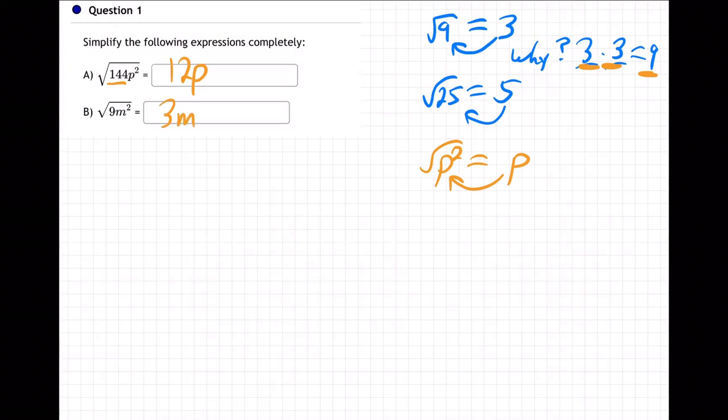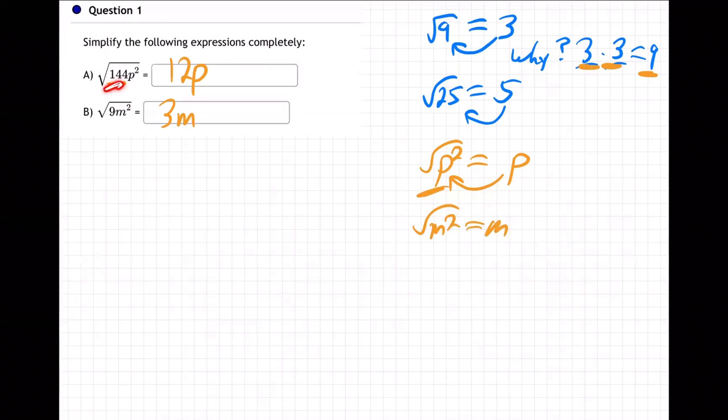Is that making sense? When you square root a p squared or you square root an m squared, it's just regular p or regular m. Because that's the very nature of a square root, right? A square root asks the question, what times itself is this thing? So what times itself will be p squared? Well, p times itself will be p squared. And m times itself, m times m, will be m squared, right?